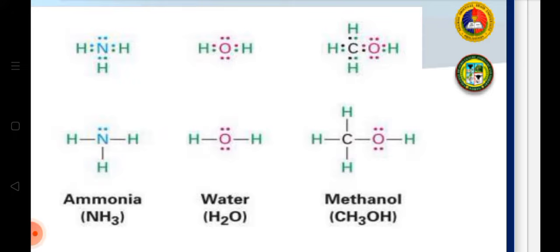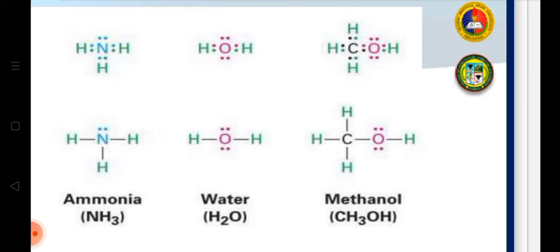Carbon is bonded to oxygen on top, bonded to the hydrogen on top, and then carbon is also bonded to the hydrogen on the left side, and also to the hydrogen at the bottom, and then carbon is bonded to oxygen on the right side. Okay, so 4 electrons from carbon plus 3 electrons from hydrogen. So 4 plus 3 is equal to 7. And then plus 1 electron from hydrogen. So yes, it follows the octet rule.